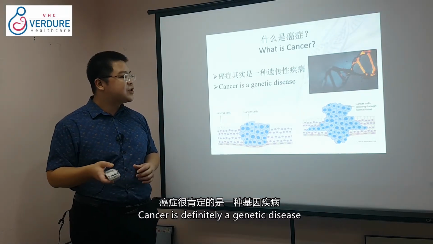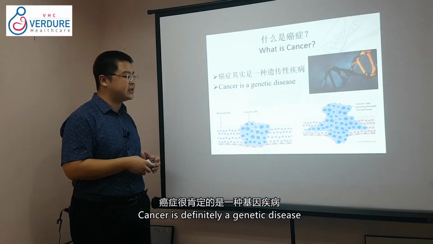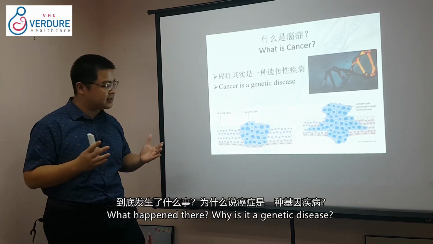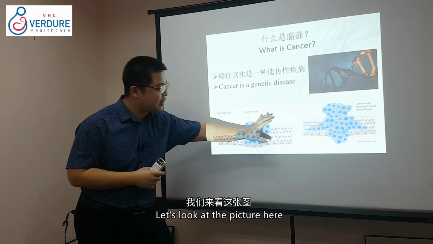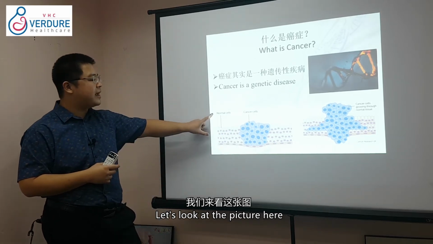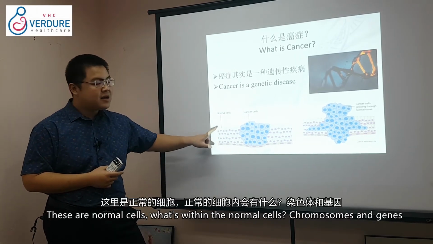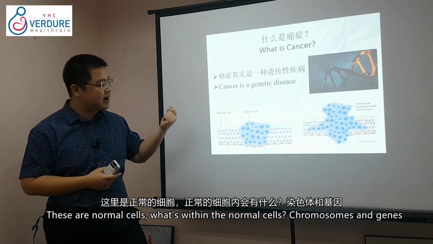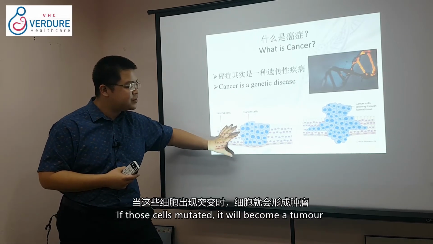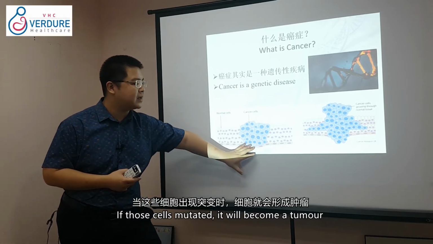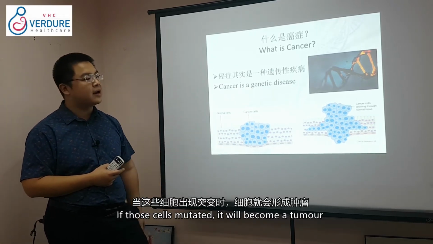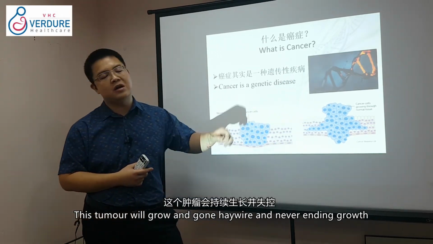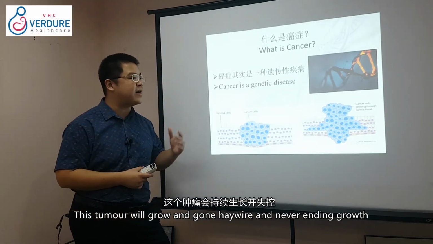Okay, so as we mentioned, cancer is definitely a genetic disease. So what happened there? Why is it a genetic disease? Let's just have a look at this graph here. So these are the normal cells. And within normal cells, what's in the cells? Chromosome and the genes, right? So if those get mutated, it will become a tumor, like that. And this tumor will grow, and it will just go haywire with never-ending growth.